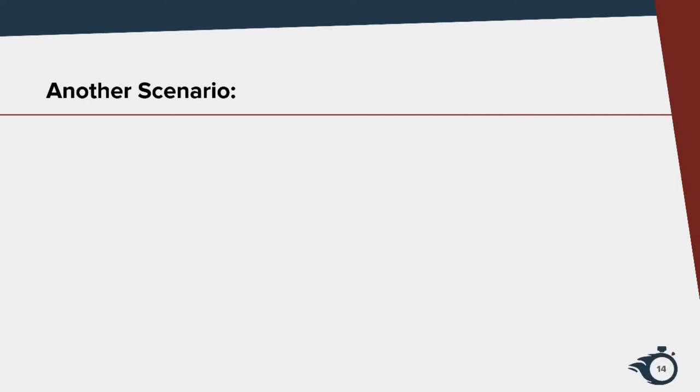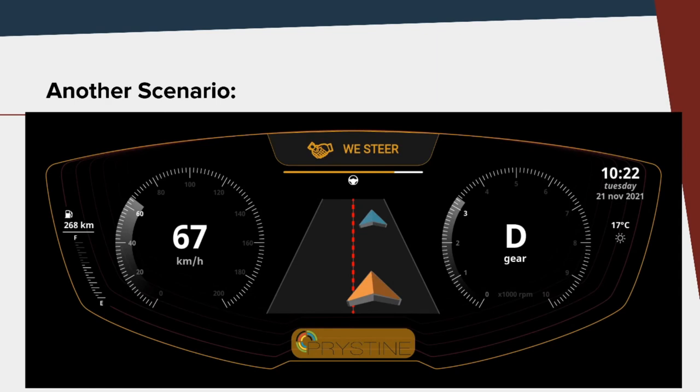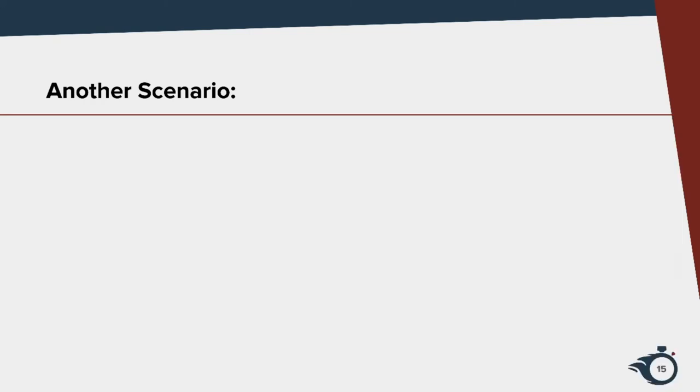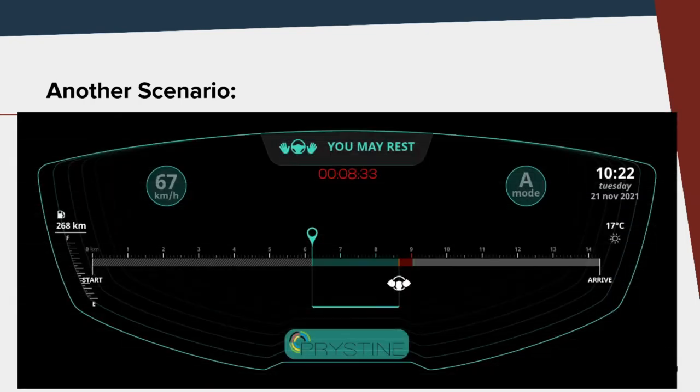And in the second picture, our driver is constantly distracted. In the second picture, the car takes over lateral control to avoid lane deviations. And at the end, the car takes full control of the vehicle for a well-defined amount of time or kilometers.